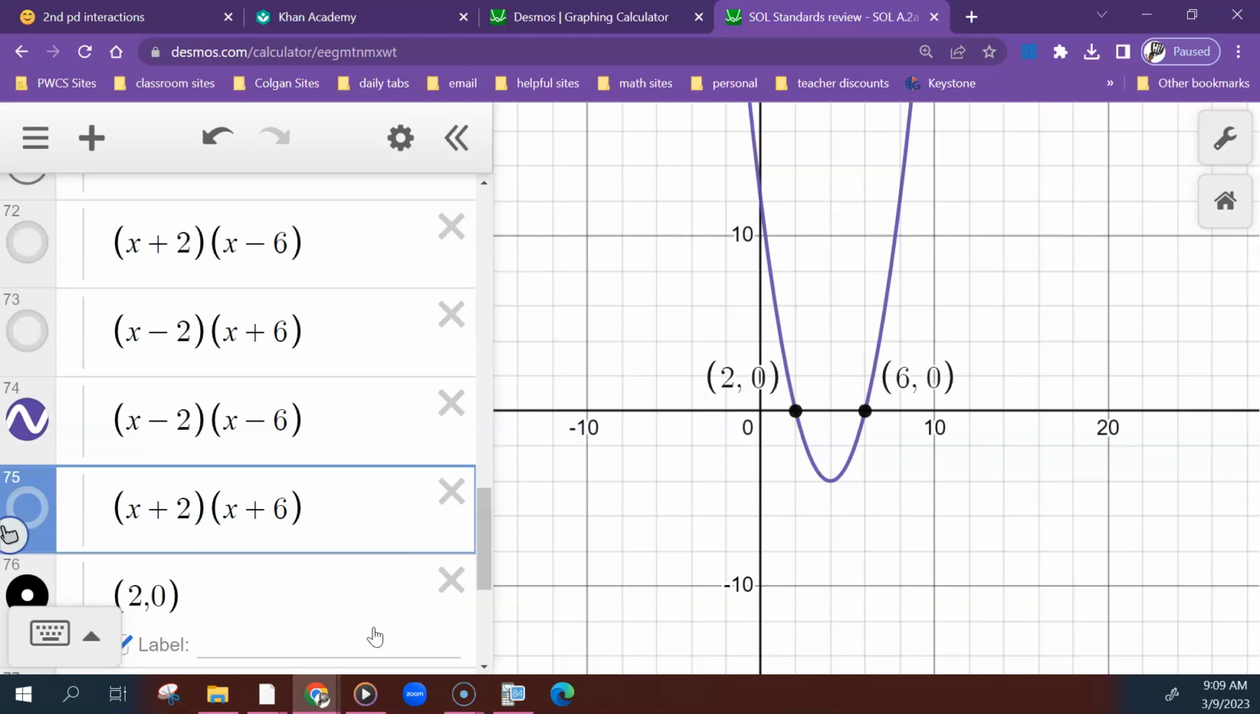Questions on any of those last ones? The SOL practice that's due next Friday is A3, so all of A3. Make sure you're practicing this. It's good practice. The SOL will be here before we know it. I don't know those dates yet. When I know it, you'll know it.